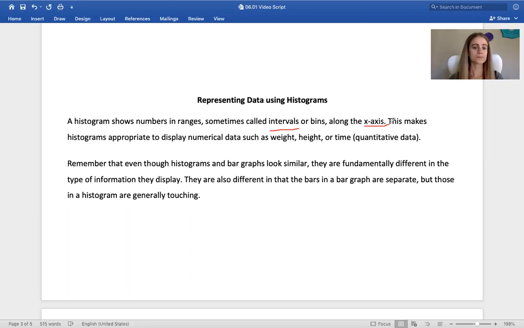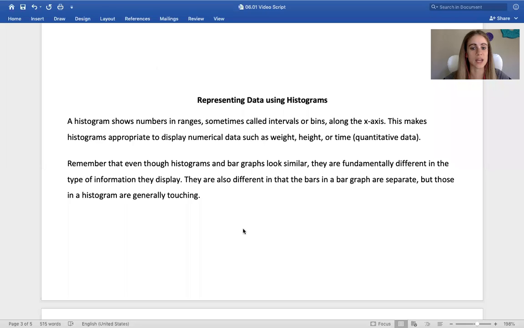this data. Now, remember that even though histograms and bar graphs look similar, they are fundamentally different in the type of information they display. Another thing, just by looking at them, that you can tell they are different, because in a bar graph, they're separate. But in a histogram, they're generally right next to each other. So that's another key if you're trying to differentiate between the two. So bar graphs are a little bit more similar to a dot plot, where we'd be talking about frequency, where histograms are where we have different intervals of information.